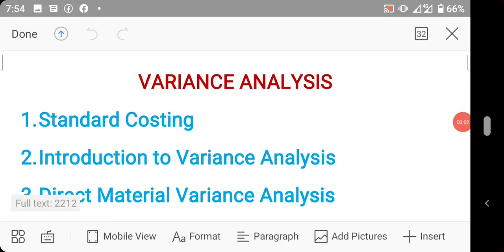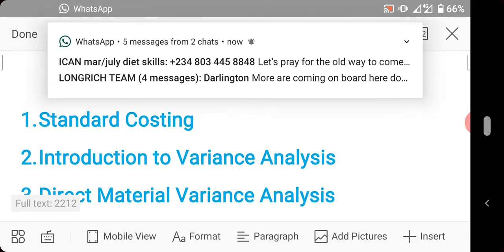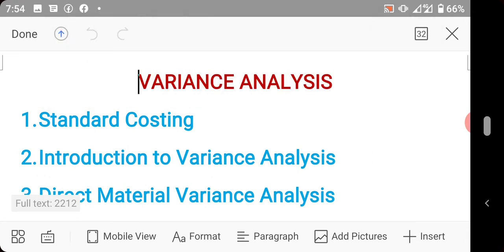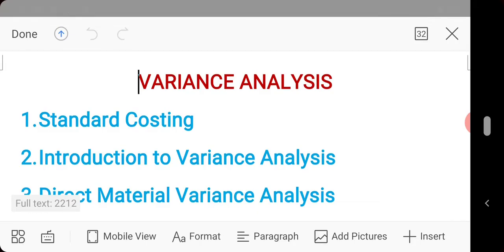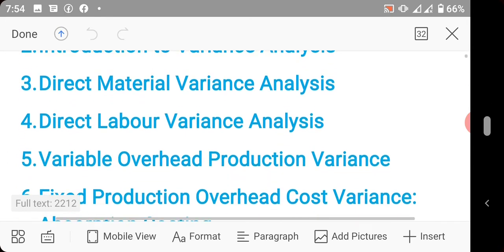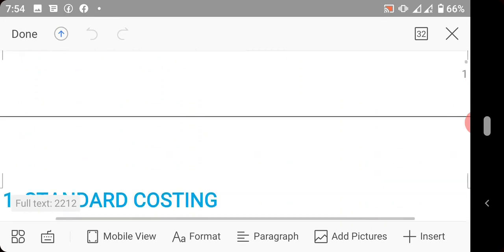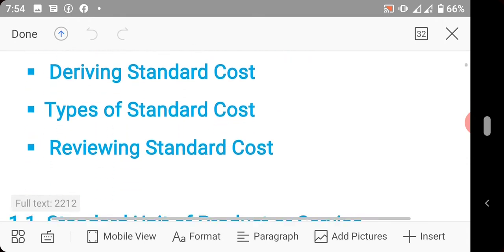Welcome to today's class. Today we are going to be looking at variance analysis. Here we are going to be talking about standard costing, and all that relates to it. So in that regard, we'll look at the meaning of standard.